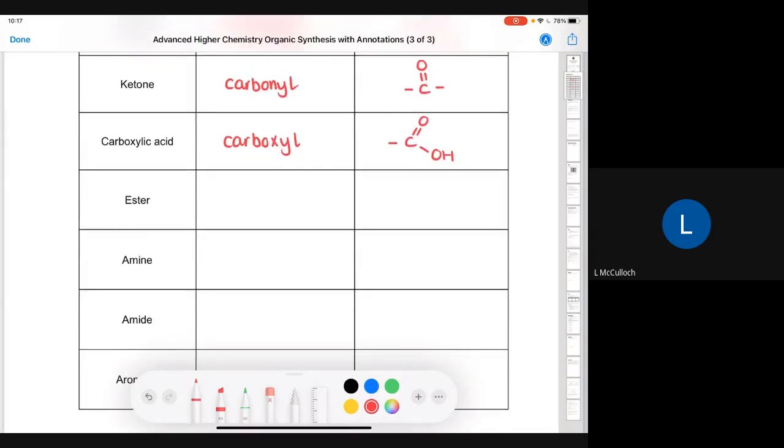For our ester, the name of the functional group is just an ester link. And an ester link is a C double bond O bonded to an oxygen, like so.